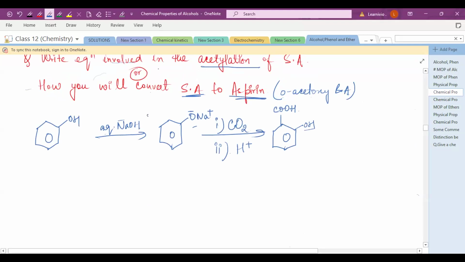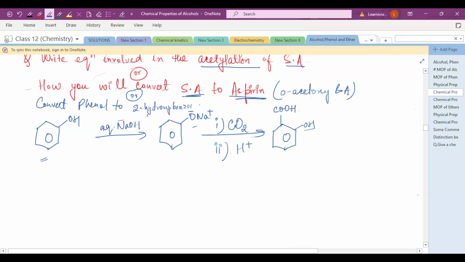Okay. Write the equation involved in the acetylation of salicylic acid. And the second is how you will convert salicylic acid to aspirin. These two questions are very important, but first you have to start with the phenol. This is the phenol. Sometimes a question can also come like this: how will you convert phenol to 2-hydroxybenzoic acid?